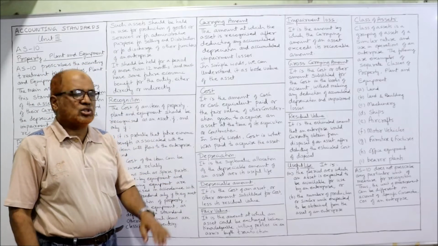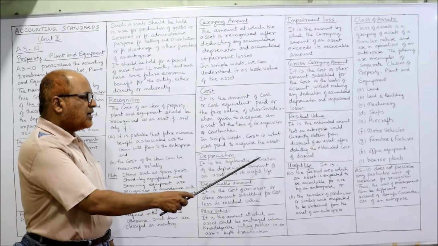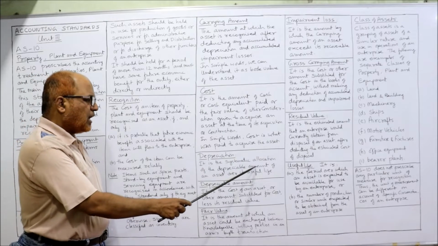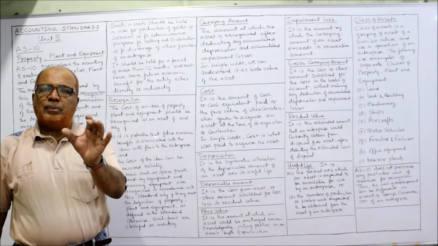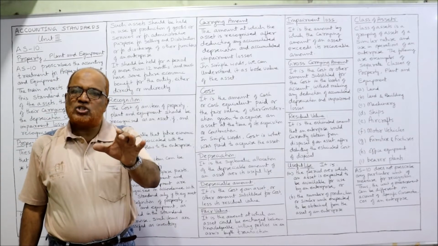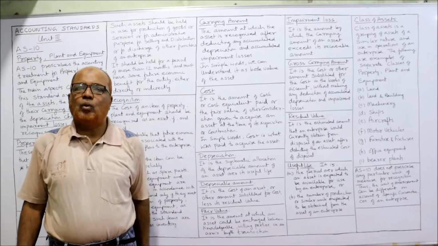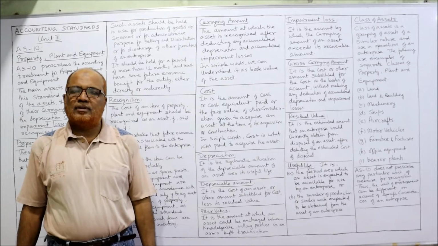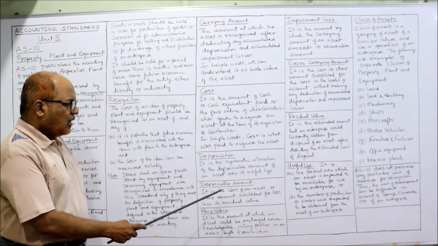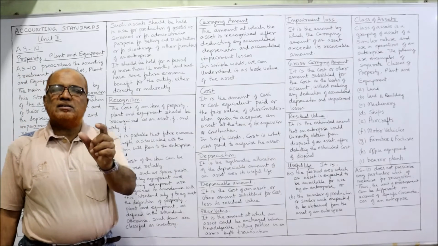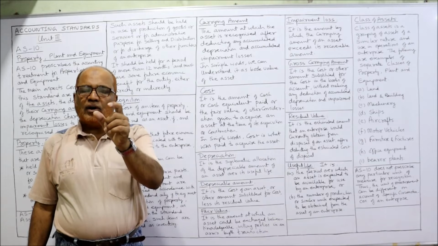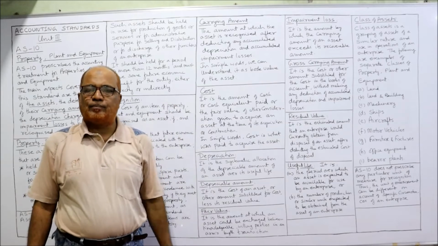Depreciation is a charge. So it is a systematic allocation of the depreciable amount of the asset over its useful life. Whatever is the depreciable amount, that depreciable amount is spread over its useful life. That is called depreciation. Now depreciable amount. Depreciable amount means the amount which is provided for depreciation.